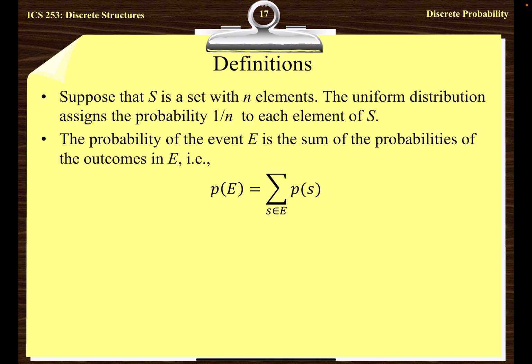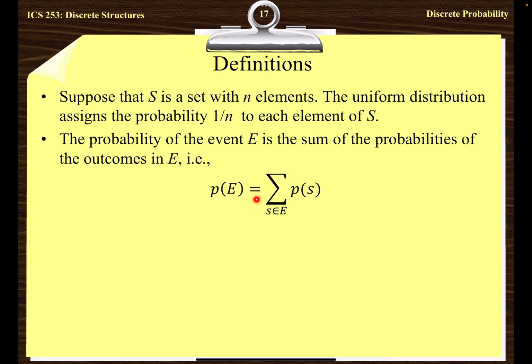طيب. So let us have some definitions. Suppose that S is a set with n elements. The uniform distribution assigns the probability 1 over n to each element of S. This is what we have seen in the previous sections. So if the event E has 3 elements of S, it will be 3 over the cardinality of S. So it's exactly the same, right? Right. Now, the probability of the event E is the sum of the probabilities of the outcomes in E.